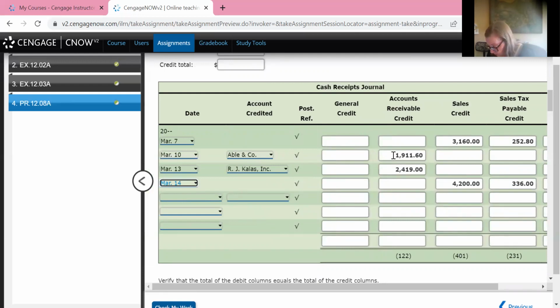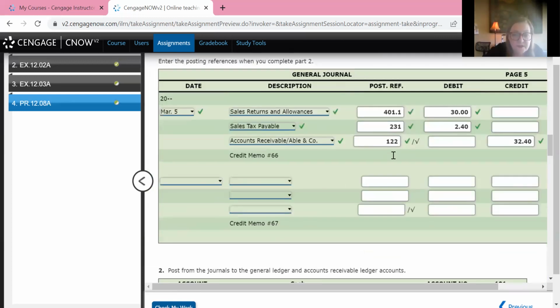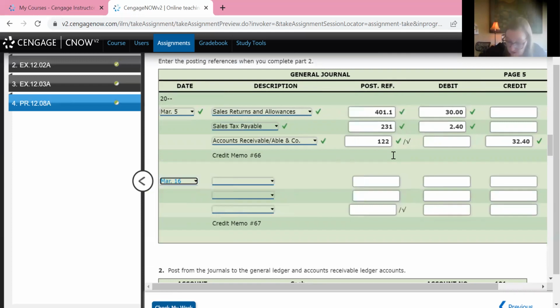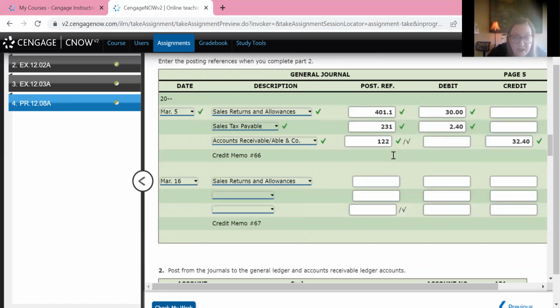On March 14th. Then on March 16th, we're going to the general journal again because we have returned merchandise. Okay. 16th. All right, what we've got on the returned merchandise, we're going to do the same entry again, but this is just for a different customer. Sales tax returns and allowances. No. And then sales tax payable.